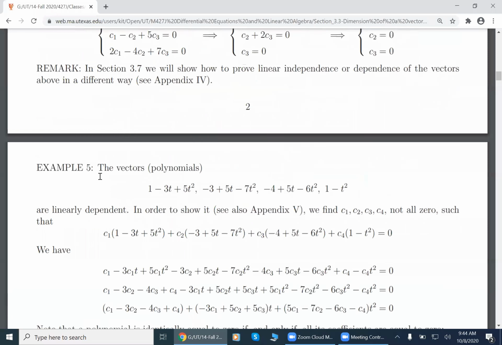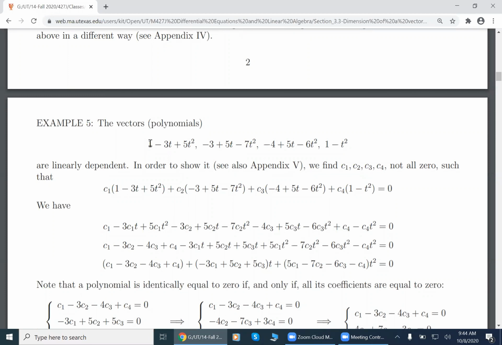All right, next. Here's another example. What if instead of matrix columns, we have polynomials? Well, we apply fundamentally the same idea. We start with a vector equation. C1 U1 plus C2 U2 plus C3 U3 plus C4 U4 should be equal to 0. Here's our vector equation. Once again, note that this equation always has a solution, the trivial solution. Set 0 here, 0 here, 0 here, and 0 here. It will be 0. The big question is: is there anything else besides this trivial solution?